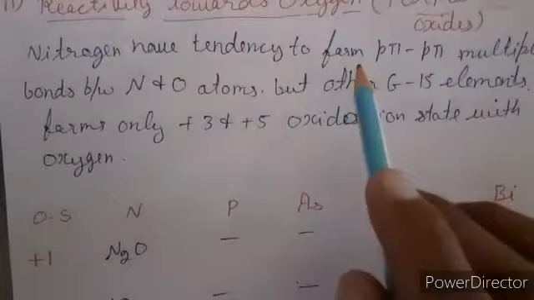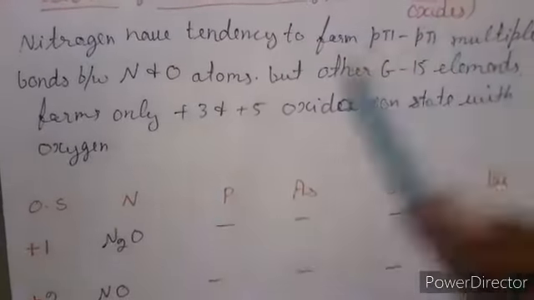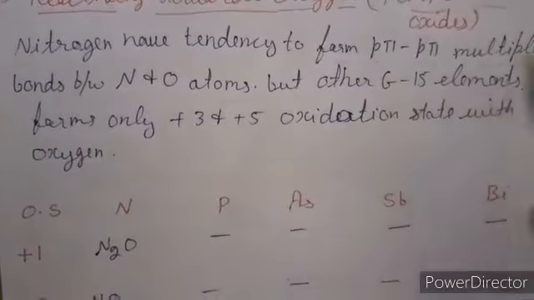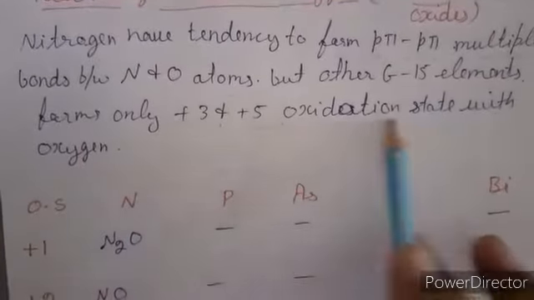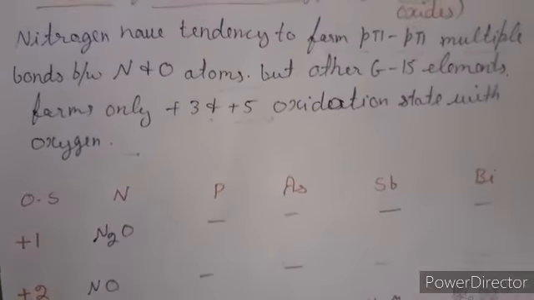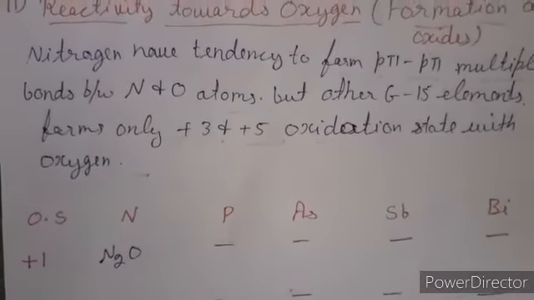Nitrogen has a tendency to form p-pi multiple bonds between nitrogen and oxygen atoms, but the other group 15 elements form only +3 and +5 oxidation states with oxygen, because they form only a trioxide or a pentoxide with oxygen.